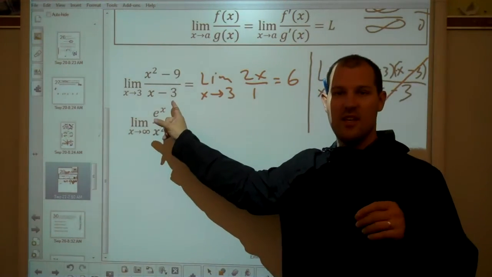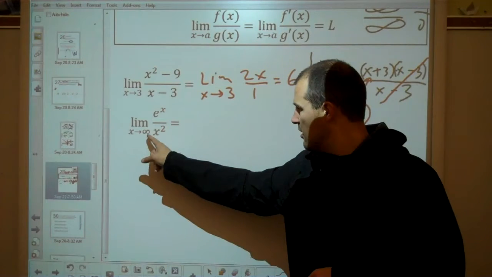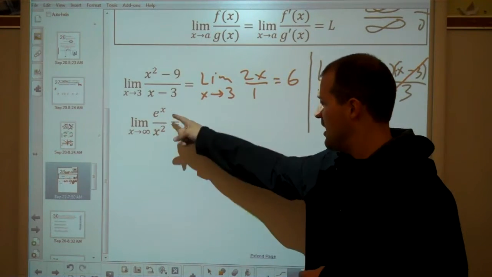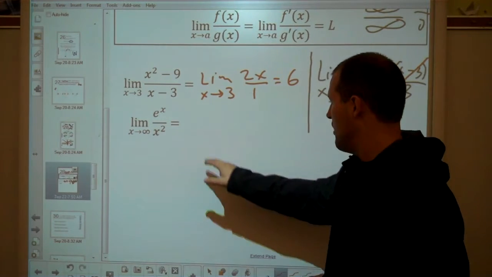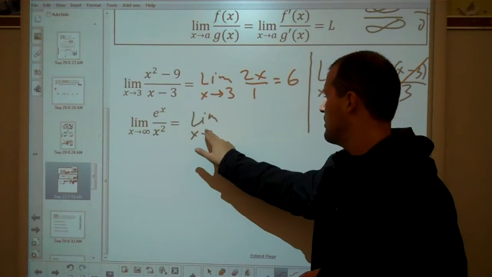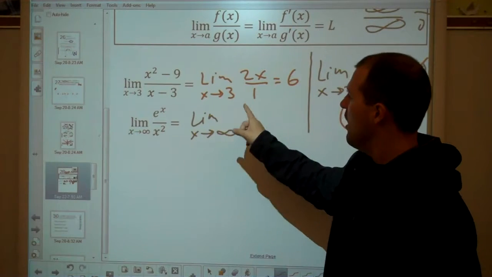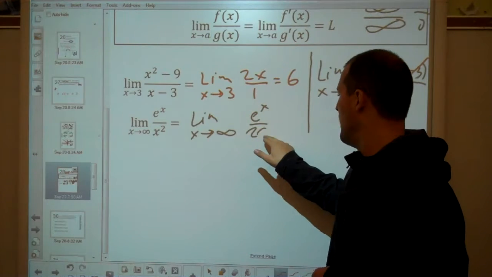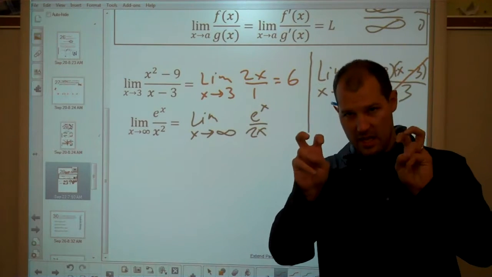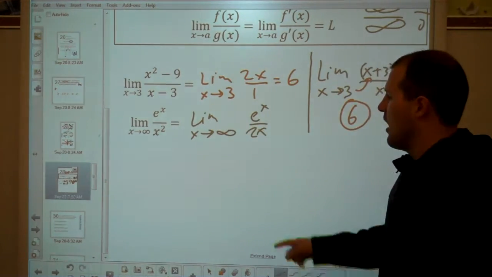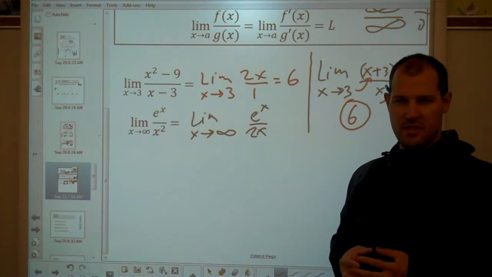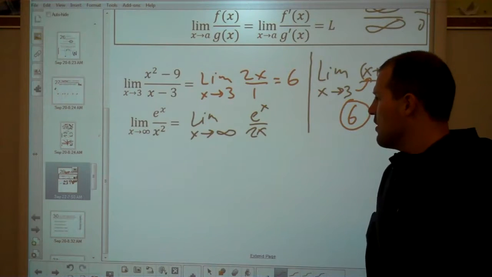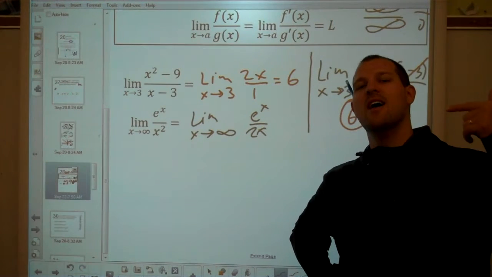If I plug in infinity, e to an infinite power is infinitely large. An infinitely large number squared is still infinitely large, so that is infinity over infinity, so let's apply the rule. Limit as x approaches infinity of, derivative of that is e to the x, derivative down here is 2x. Now we're going to try plugging in infinity. Not legal, but we're going to do it anyway. Okay, plug in the infinity. Those are both still infinitely large though, so what are we going to do? That's an indeterminate form. Well, the only thing we can do is apply the rule again.